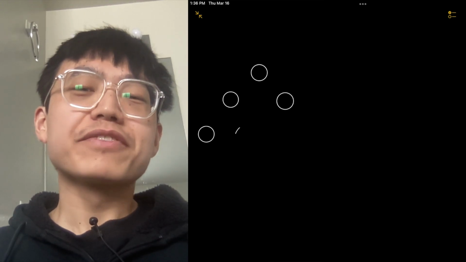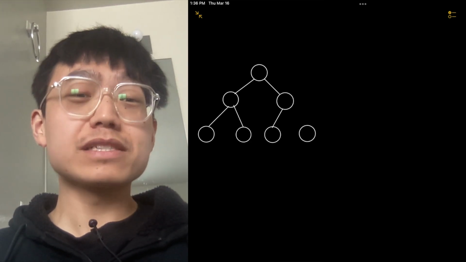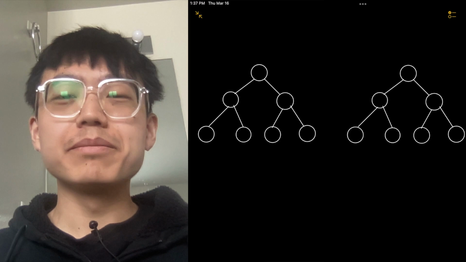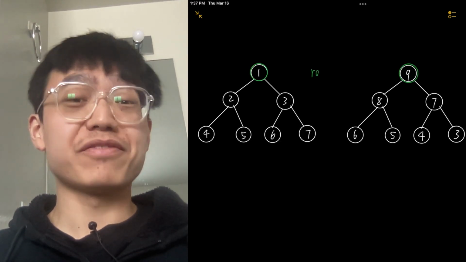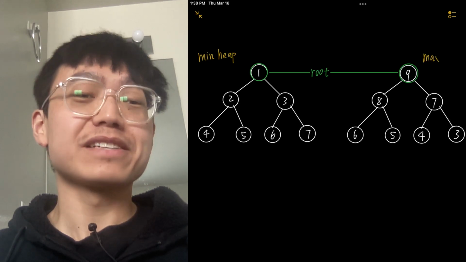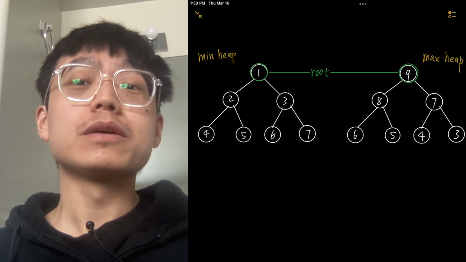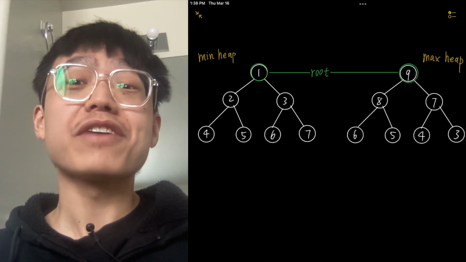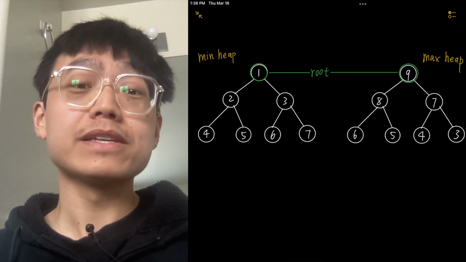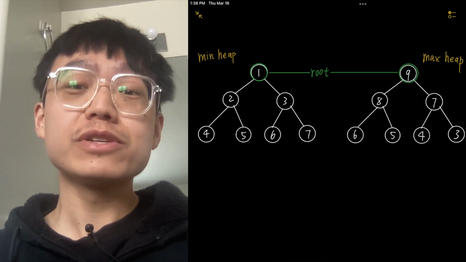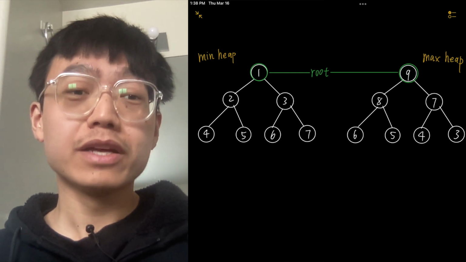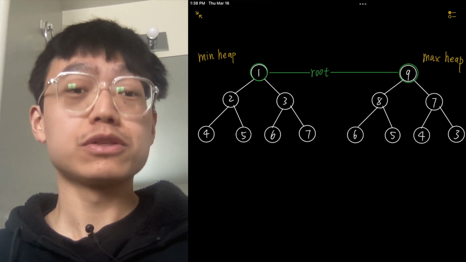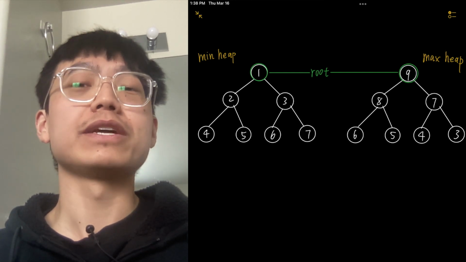Let's talk about classification of a heap. There are two kinds of heap, maximum heap and minimal heap. The maximum heap is where each node in the heap has a value no less than its child node. Therefore, the top element, which is the root node, has the largest value in the heap. The other one is the minimal heap, where each node in the heap has a value no larger than its child node. Therefore, the top element, which is the root node, has the smallest value in the heap.